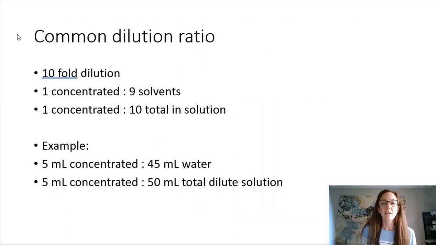Another common dilution ratio is called a 10-fold dilution. So I would have 1 concentrated and then 9 solvents. So I'm going to do this. 1 concentrated and 9 solvents. So a total of 10. So this would then be written like this. So it's 1 concentrated with 9 solvents, also written 1 concentrated to 10 total in solution.